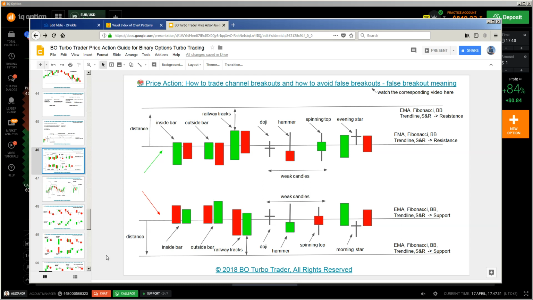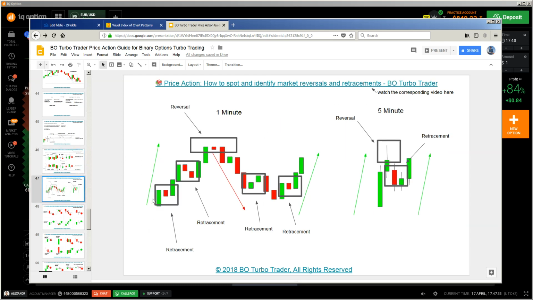And then the last one, which is basic stuff and basic knowledge, is the reversal and the retracement. A retracement on a higher time frame is almost a reversal on a lower time frame, and a reversal on a lower time frame is often a retracement on a higher time frame. And if you understand this and are aware of it, then you can prevent it.